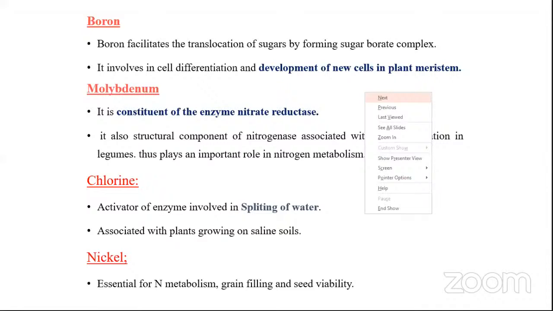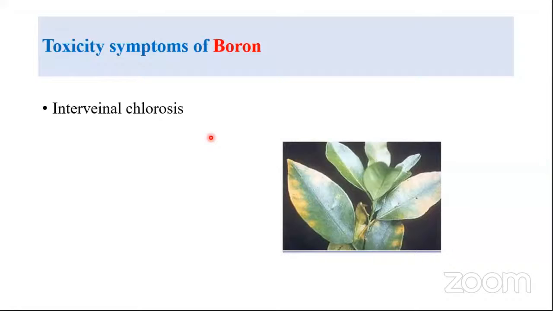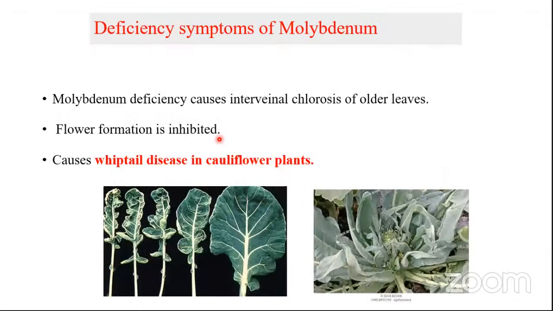Coming to deficiency of boron, we can see a witches' broom like structure. Brown heart of cabbage and heart rot of sugar beet are famous deficiencies of boron. If there is boron toxicity, we can see interveinal chlorosis. Deficiency symptoms of molybdenum are especially seen in cabbage, a very famous deficiency in cabbage. In molybdenum deficiency, there is interveinal chlorosis and formation of the curd is inhibited.